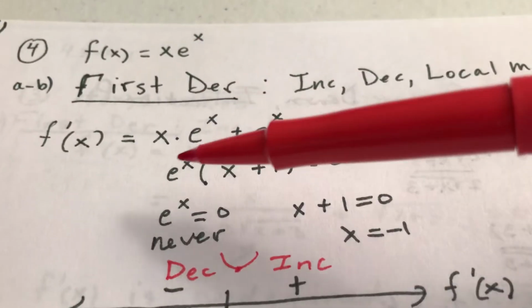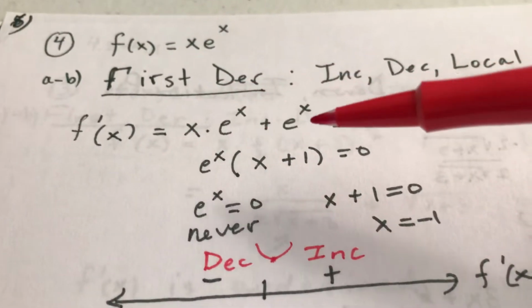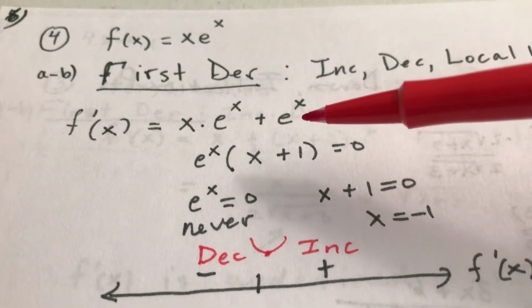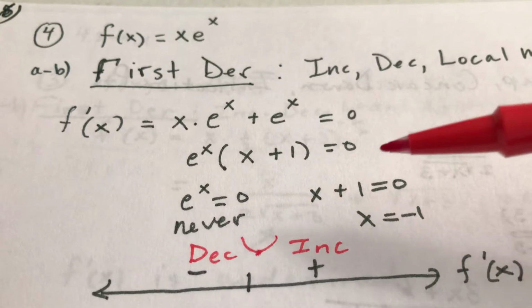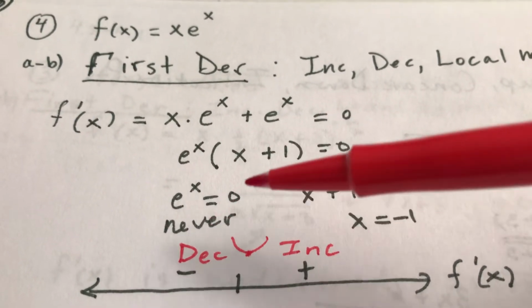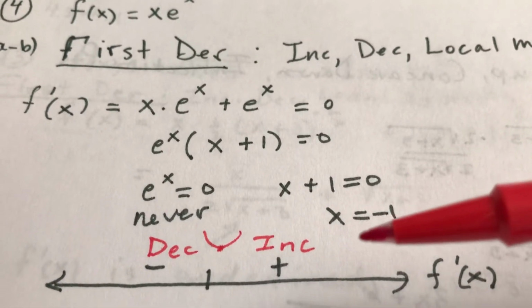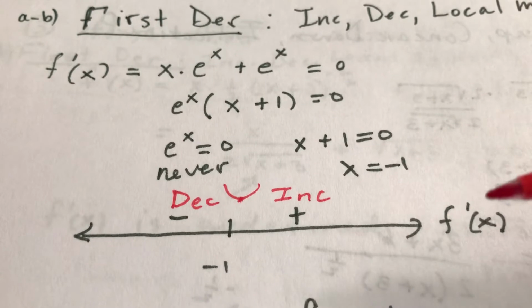So with this, I'm going to take the first times the derivative of the second plus the second times the derivative of the first, and that is my first derivative right there. Then I'm going to factor out e to the x, set it equal to 0. If I put the e to the x equal to 0, that's never true. If I have x plus 1 equals 0, I get x equal negative 1. I put the negative 1 on my f prime number line.